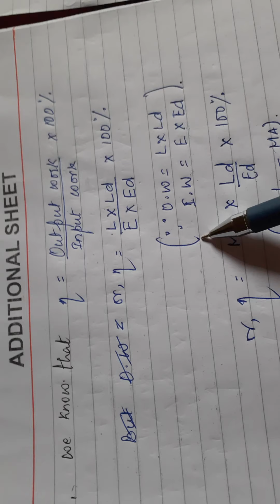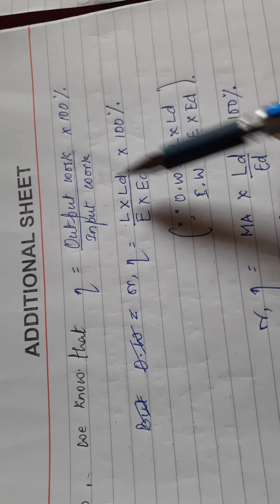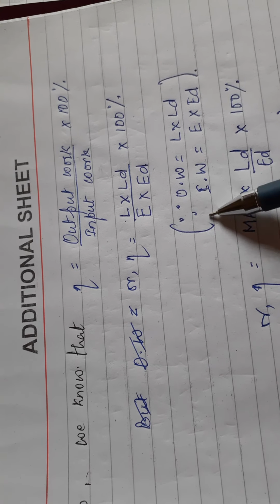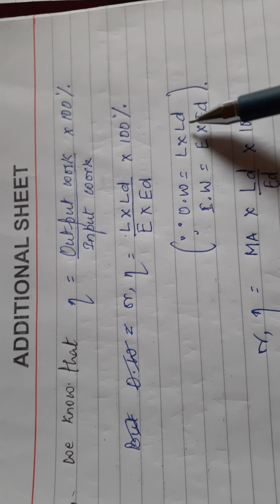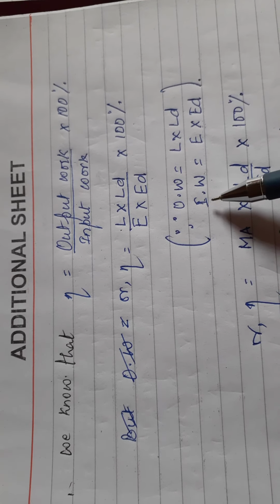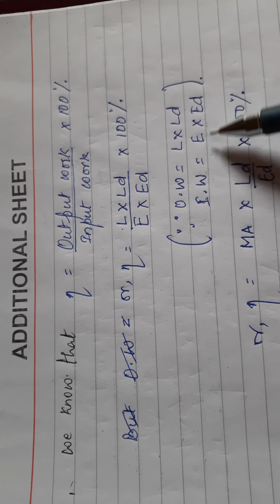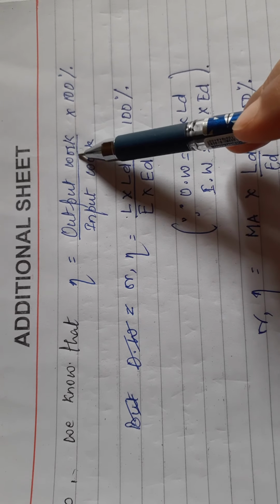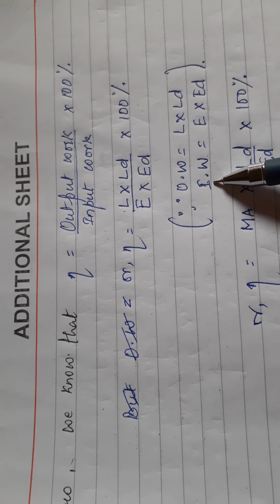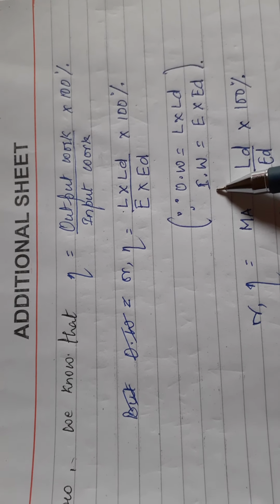Here I am giving the reason why output work and input work changed into like this. It is because OW, that means output work, is equal to load into load distance and input work is equal to effort into effort distance, that is why I changed this into this. This is the reason. I need to give a reason when I change anything in the formula.